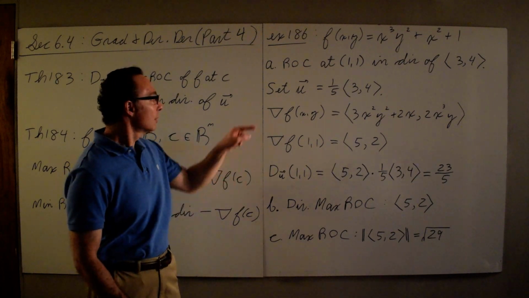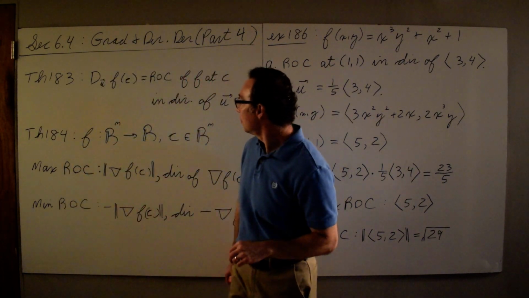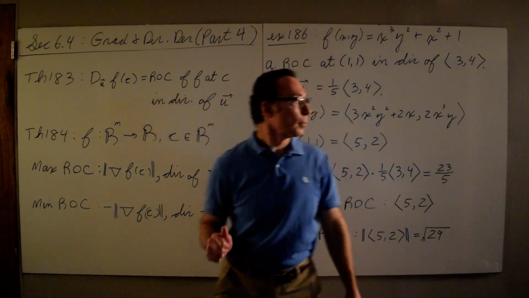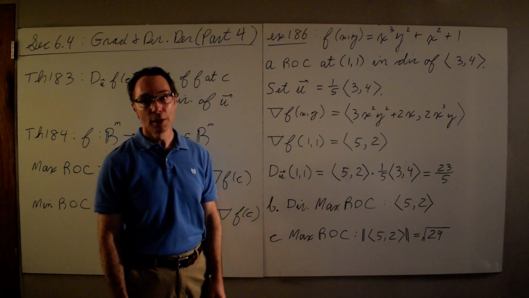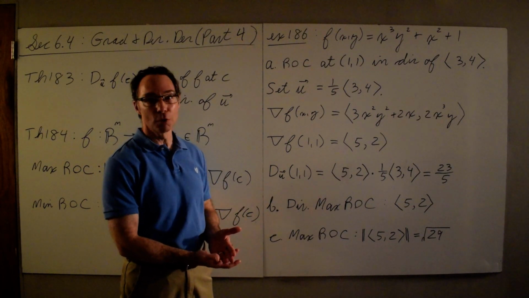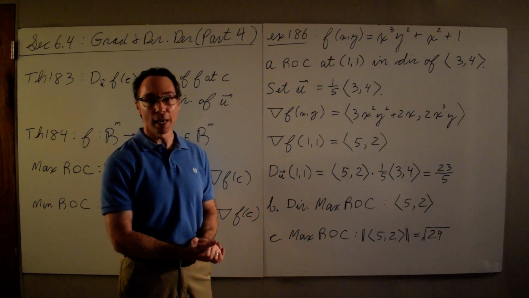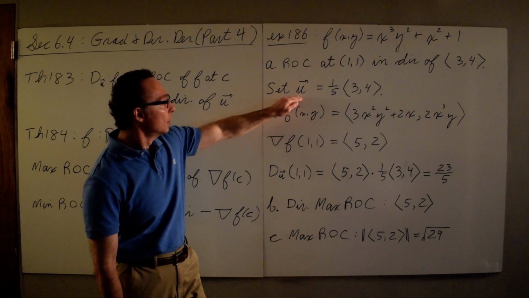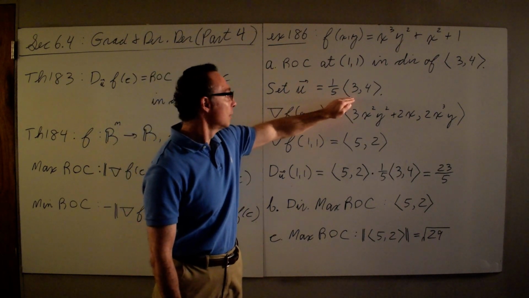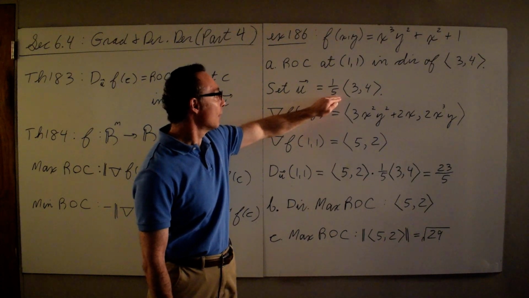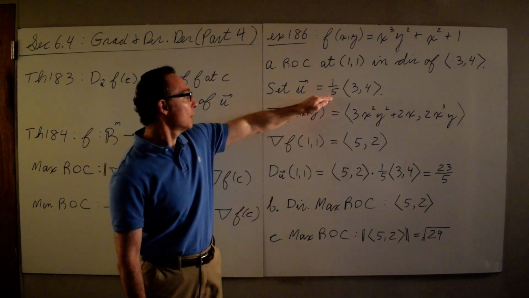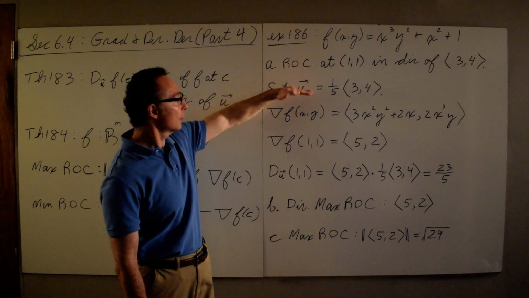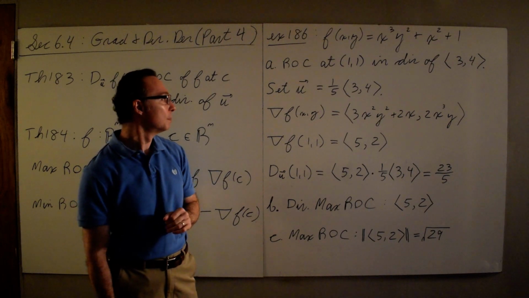But hold on for one second here. Our theorem 183 says that we need a unit vector. We can find the directed derivative in the direction of (3, 4), but that's not what we want. We want a directional derivative, so we need a unit vector. So we're going to set u to be the scalar product of the reciprocal of the magnitude of the vector with the vector. This u is a unit vector. The vector we're given, (3, 4), is not a unit vector. This is a unit vector, and that's what we need.